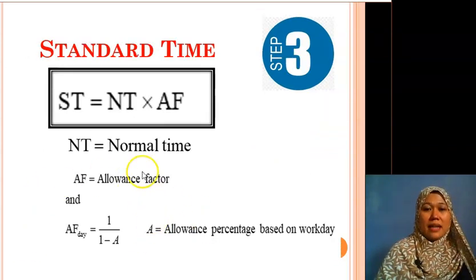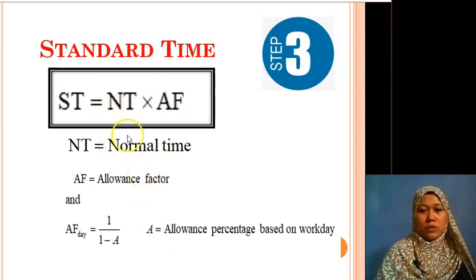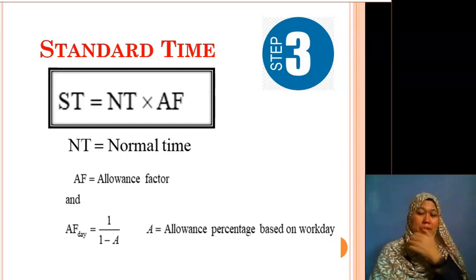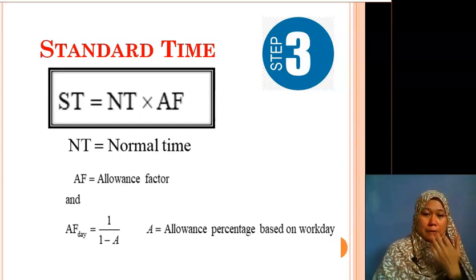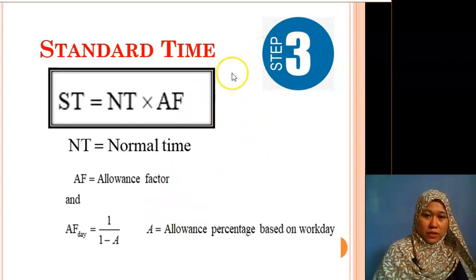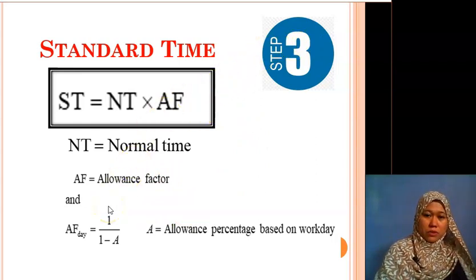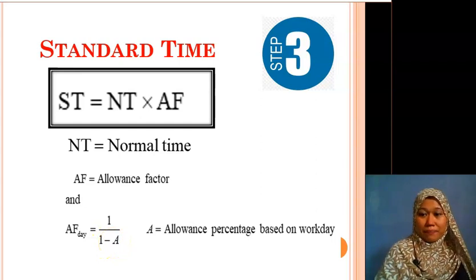Okay, next. After you get normal time, then you need to convert to standard time. The formula for standard time is the normal time times the allowance factor. The allowance factor is set by the management. How many percent for the fatigue? How many percent for the toilet break? For the allowance factor, you need to use this formula: 1 over 1 minus A, the allowance. The allowance is given in the question.